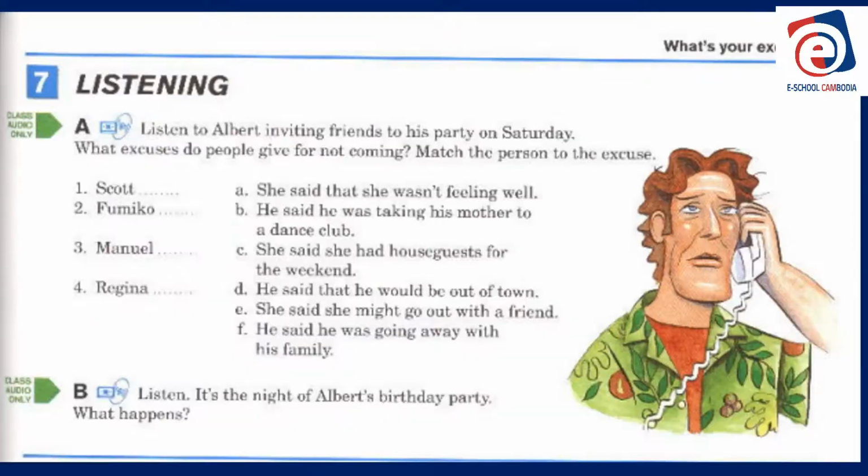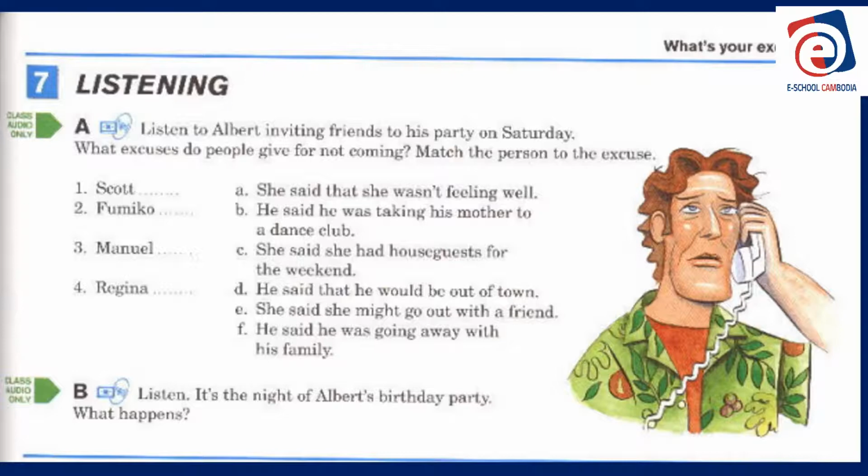All right, look at these statements from lesson number 7 that we just studied, and listen to how I say these statements. She said that she wasn't feeling well. Many times the ing, we cut off the G sound. Instead of saying feeling, we say feelin'. She said that she wasn't feeling well.